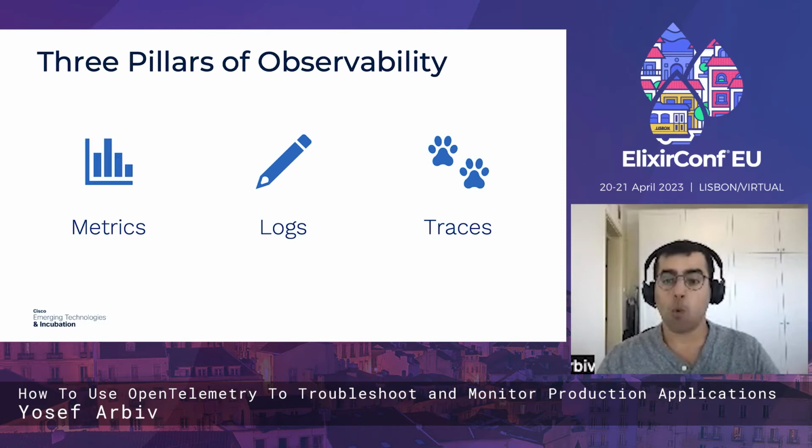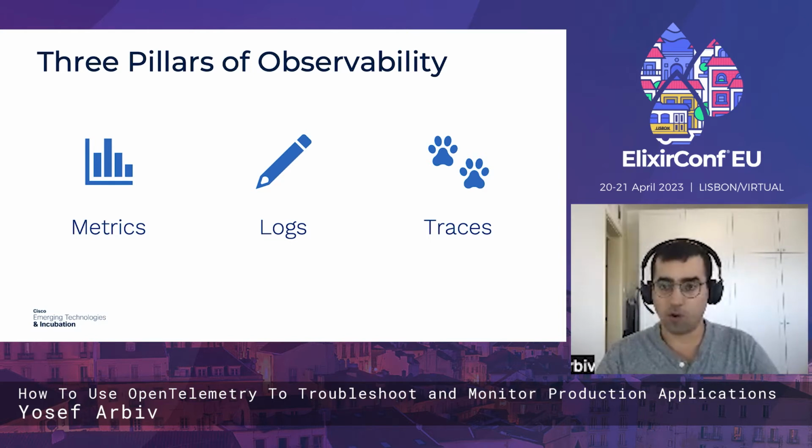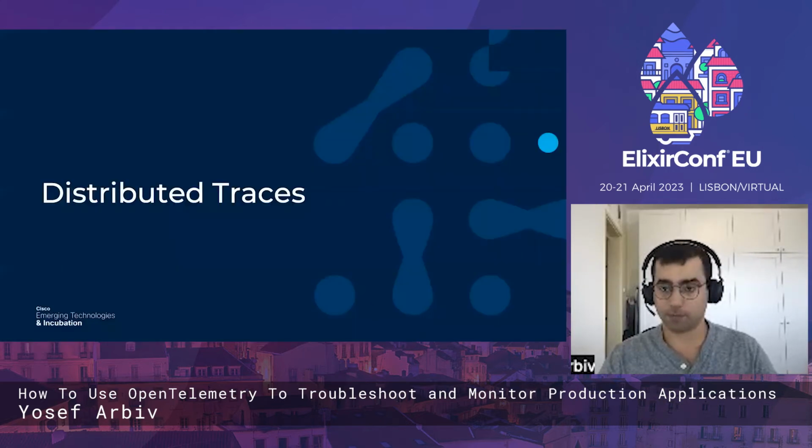Logs tell us why something happened inside our system. Logs are the most basic kind of telemetry data, and they help us understand why something happens. They help us during the investigation that we do. Traces help us to understand where something happened inside our system. And when we are talking about distributed systems, we'll talk about distributed traces.